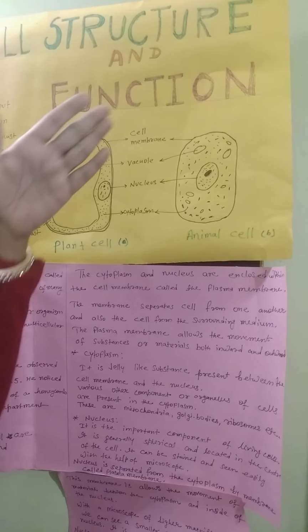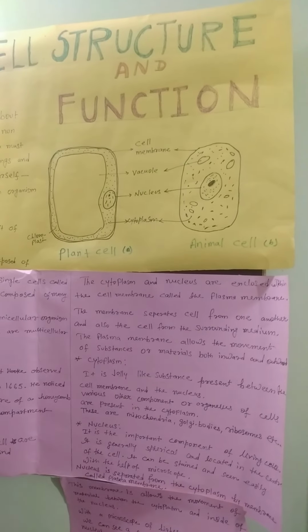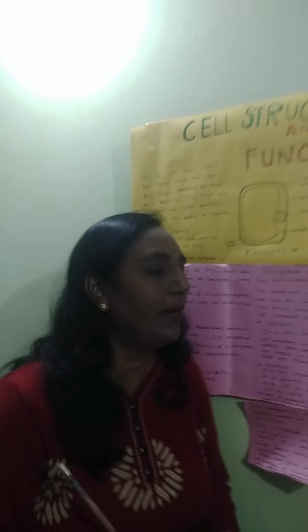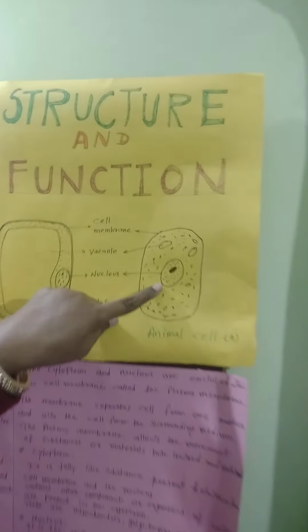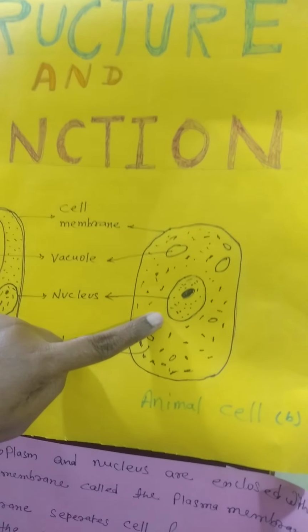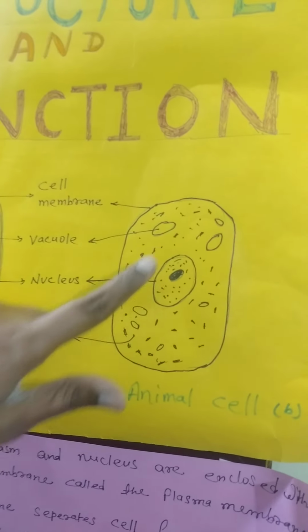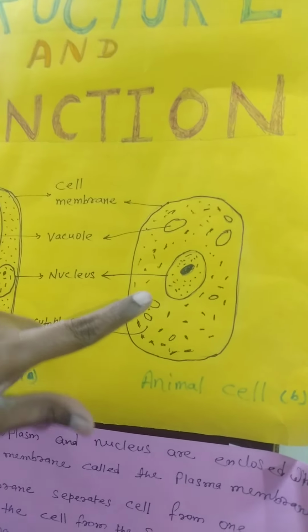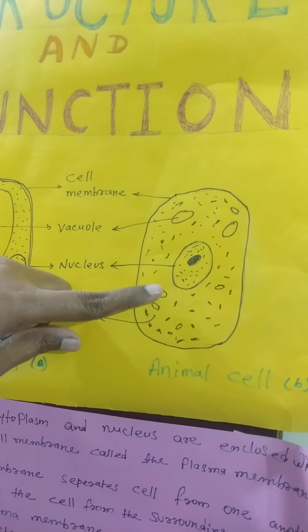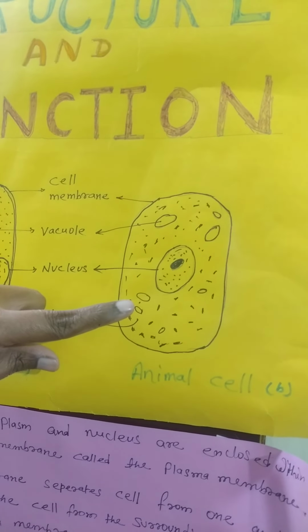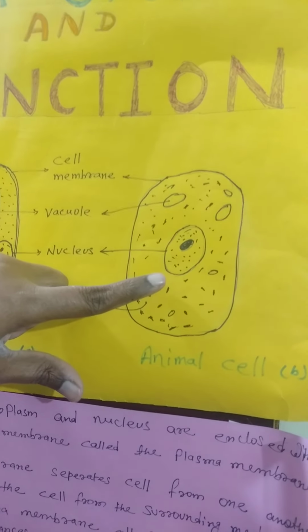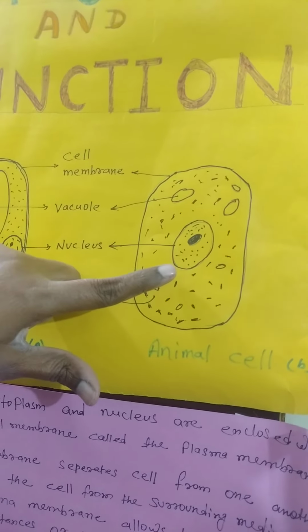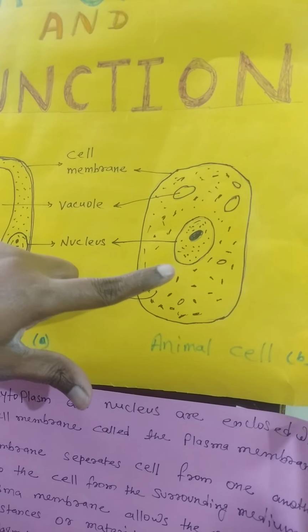Then we come to the nucleus. The nucleus is an important component of the cell. It is generally spherical in shape. See, the shape of the nucleus is spherical, and it is located in the center of the cell. Clear? Everybody can see this is the center of the cell and the nucleus is located here and the shape is spherical.